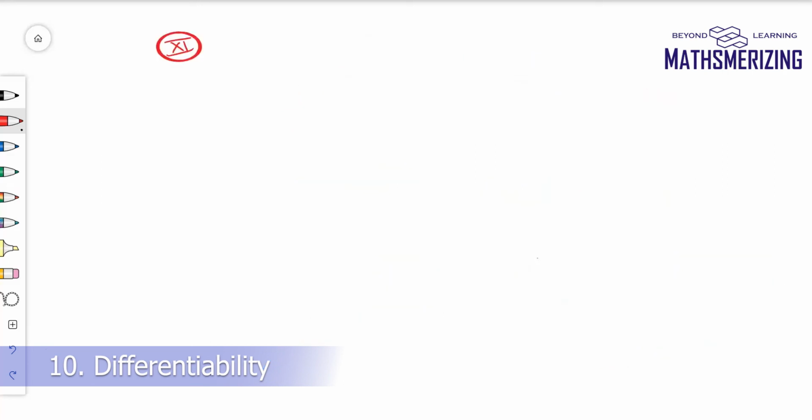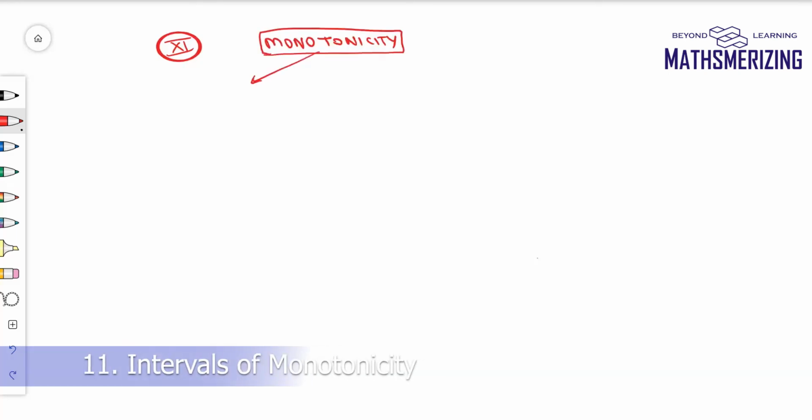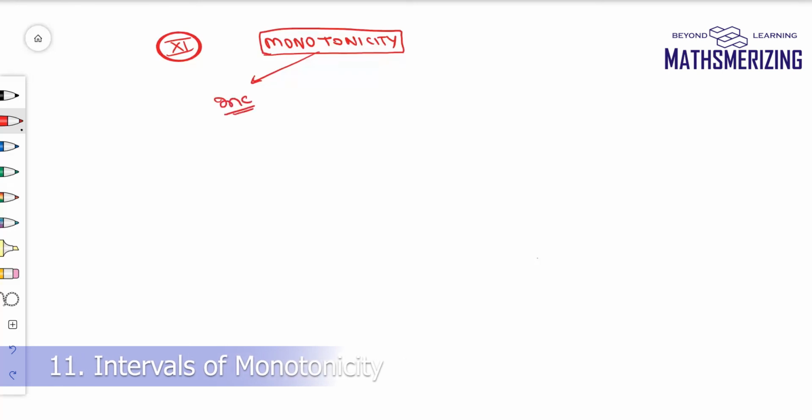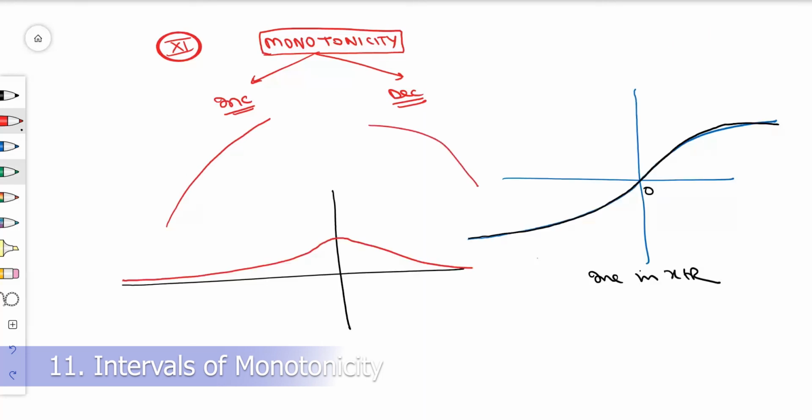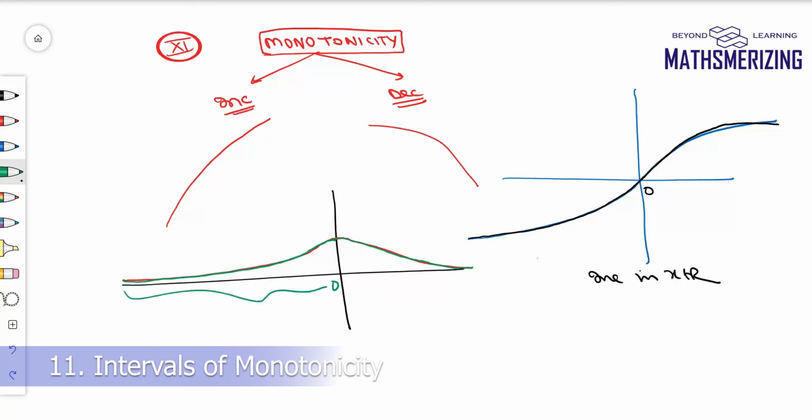Now the 11th thing that we can decide from the given graph is its interval of monotonicity. I can find the interval where this function is increasing, and I can also find the interval where this function is decreasing. If the value of the function increases, I'll say it is an increasing interval, and if the value of the function decreases, I'll say it's a decreasing interval. Now this function first increases from -infinity to 0, and then it decreases from 0 to infinity. So from -infinity to 0, this function is increasing. From 0 to infinity, this function is a decreasing function.